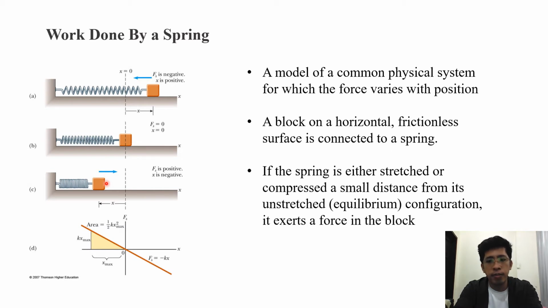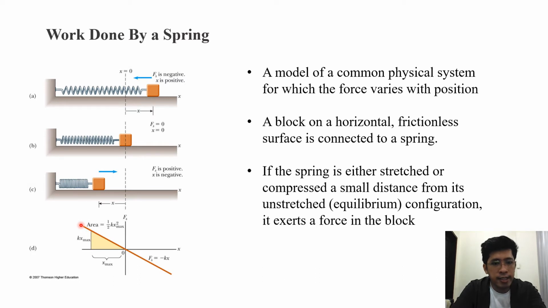Now, in later examples, we're going to discuss the work done on a spring. So these are two different situations: the work done by a spring and the work done on a spring. For the work done on a spring, you will observe here in figure D, if let's say you compress it to a maximum compression, you have the maximum work done.